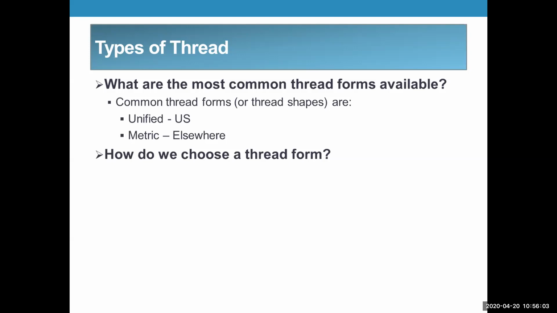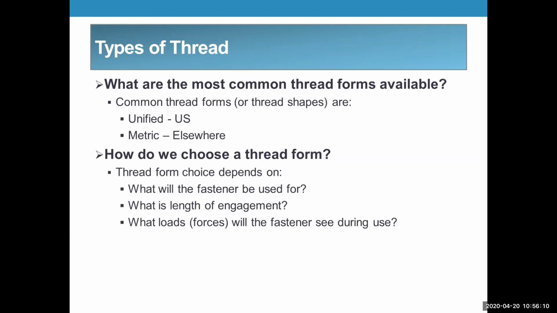We're not totally alone in the world in terms of the system that we use. So how do you choose a thread form? Well, according to this, what's the fastener going to be used for, length of engagement, and what types of loads will be placed on that fastener, and also the types of loading that would be applied to the rest of the design.